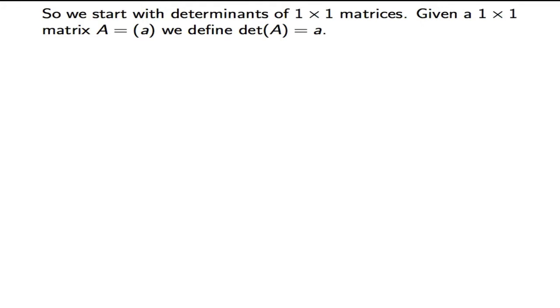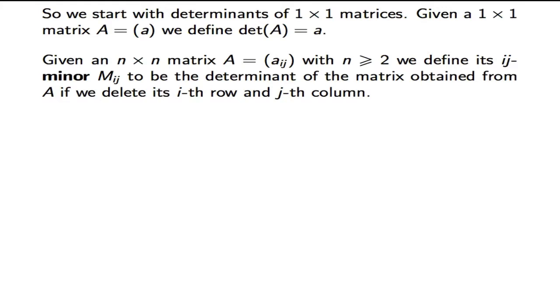So given a 1 by 1 matrix A with entry a, then we define the determinant of A to be equal to a. Okay. Now let's suppose we have an n times n matrix A with entries a_ij, and let's suppose that n is greater or equal to 2. Then we define the ij minor, M_ij, of this matrix to be the determinant of the matrix obtained from A if we delete its ith row and jth column.